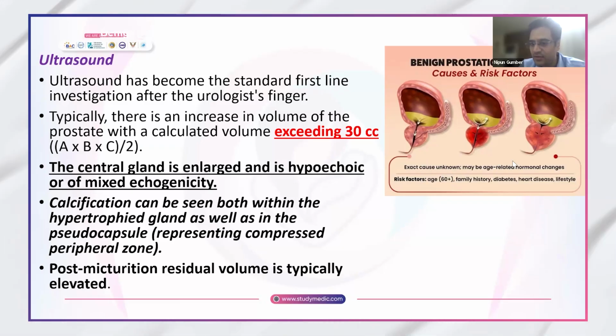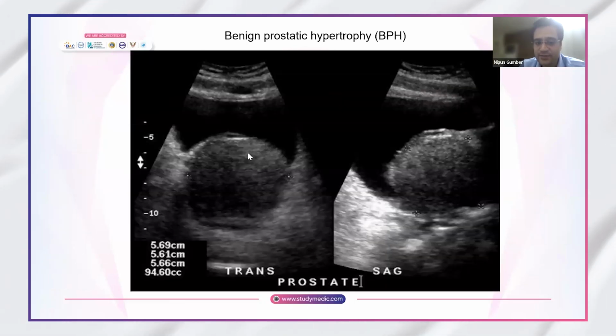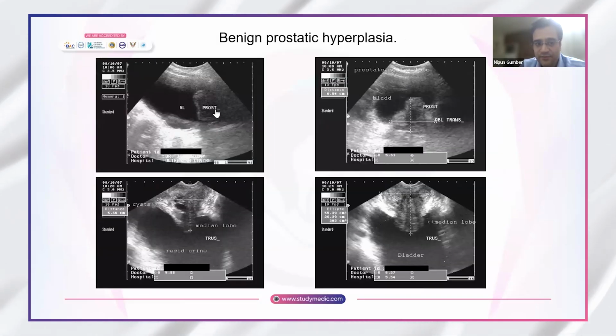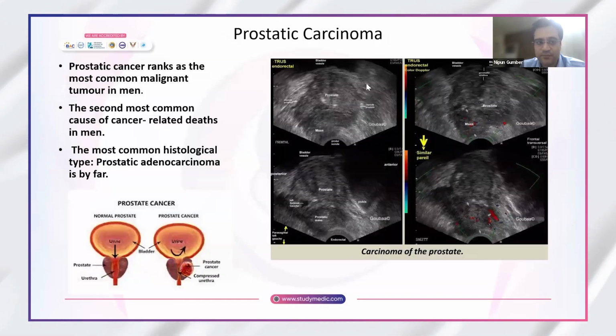The exact causes are unknown, but some of the risk factors are age more than 60, family history, diabetes, heart diseases, lifestyle. So here you can see the prostate is enlarged, measuring approximately 94 cc. Another case shows an enlarged prostate with a median lobe projecting into the bladder, and with this projection, there is a significant retention of urine.